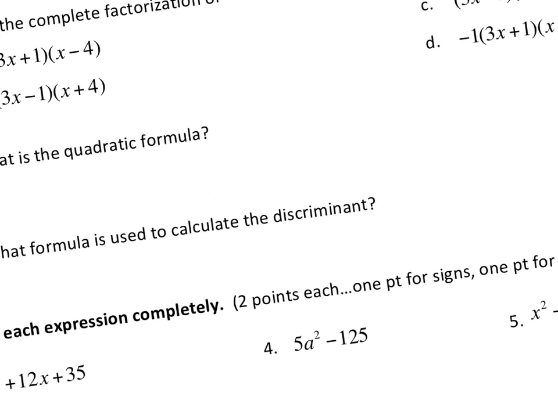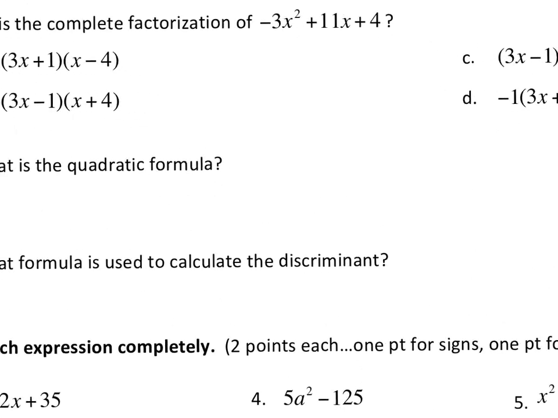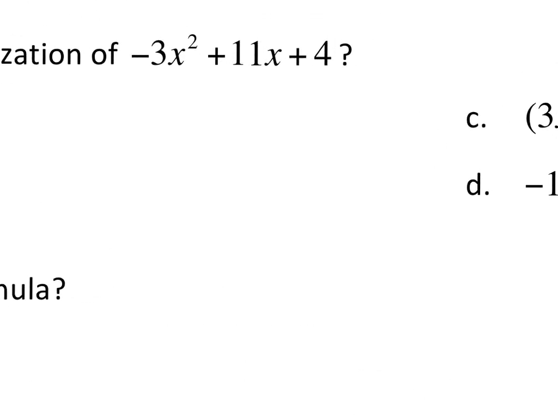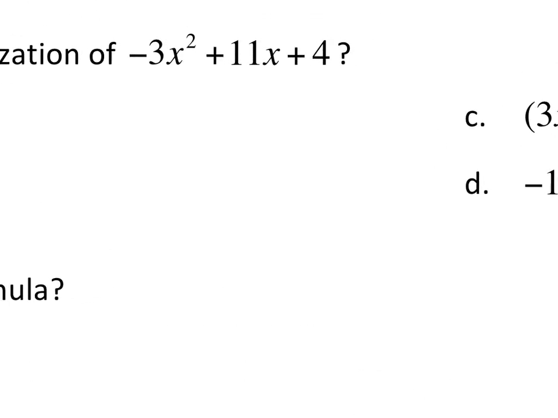Question 1 says, what is the complete factorization, which basically means factor. We're looking at negative 3x squared plus 11x plus 4. First thing I like to do is look at, there's a negative out in front, so I want to take the negative out of the problem. I'm not used to those, so I take them out, which means I have to flip all of the signs inside. So I'm dealing with 3x squared minus 11x minus 4.